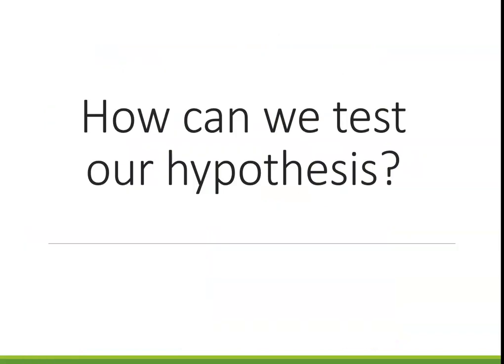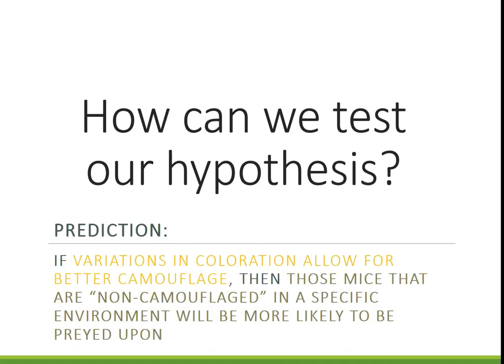So this leads us to this process of science. We can propose an idea, but how do we test that idea? Good hypotheses, good research questions lead to good predictions. We can make a prediction. If the variation in coloration has to do with being better camouflaged in each environment, then those mice that are not camouflaged in a specific environment will be more likely to be preyed upon than mice that are camouflaged. That makes sense, right? If coloration protects from predation, then mice that don't have that specific camouflaged coloration would be more likely to be preyed upon. They would be selected against.